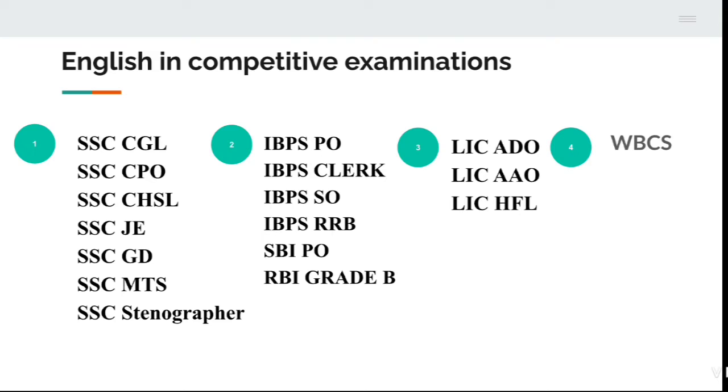Now if you look into the patterns of these competitive examinations, the names that you are seeing currently on your screen, you can find that the English skill test is common in examinations like SSC CGL, CPO, CHSL, GD, MTS, stenographer, PO, clerk, SO, RRB PO, RBI Grade B, LIC ADO, LIC AAO, LIC HFL, WBCS, and many other competitive examinations where you find a test on English skill.